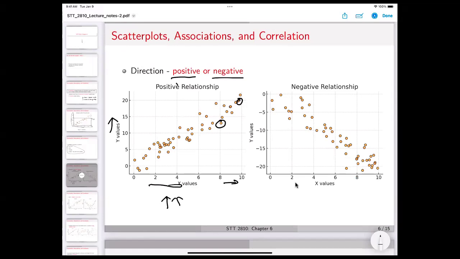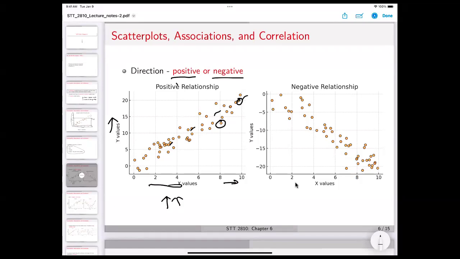What it also means is that if the number of study hours increases, we expect that your score should also increase. Is that okay? So it means that they have a positive direction. And for you to be able to identify that, you can see that it goes this way.